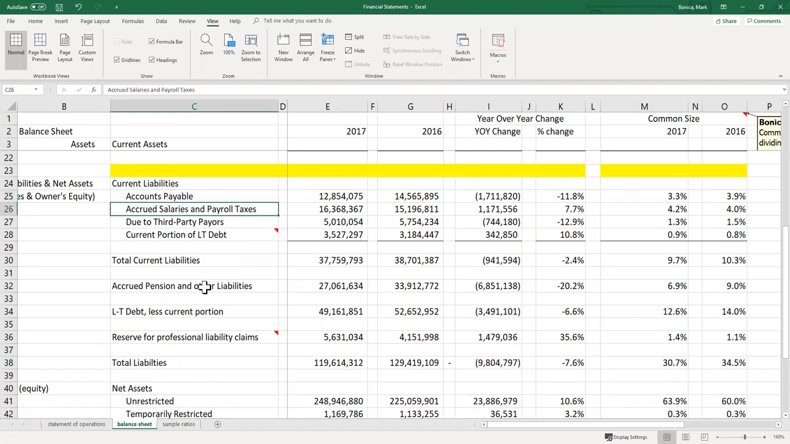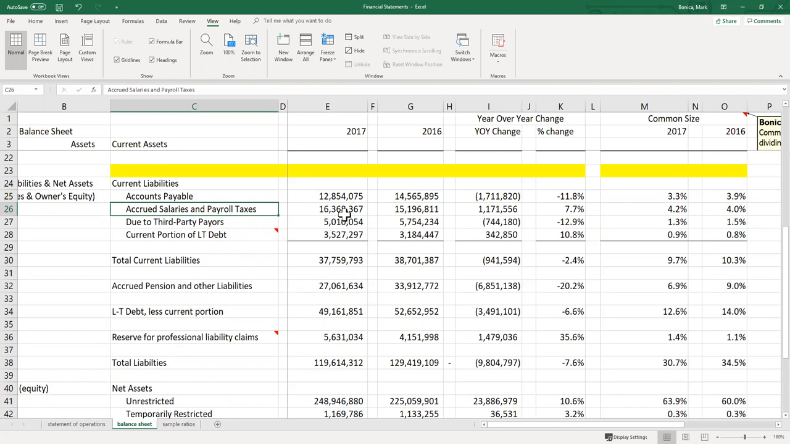Accrued salaries and payroll taxes, I just call these accruals, are similar to accounts payable. Remember, the balance sheet is a snapshot in time. So let's imagine you're on a two-week payroll cycle, so you get paid every two weeks. Imagine that December 31st of 2017 comes in the middle of your two-week pay cycle. You've already worked a week for the organization, which now owes you your pay for that week. But it's not going to pay you until next Friday, because the pay cycle is every two weeks. So they have accrued an obligation to you of one week's pay.